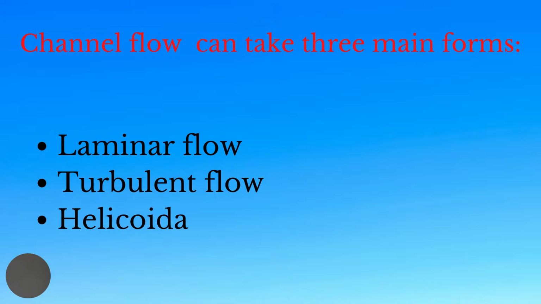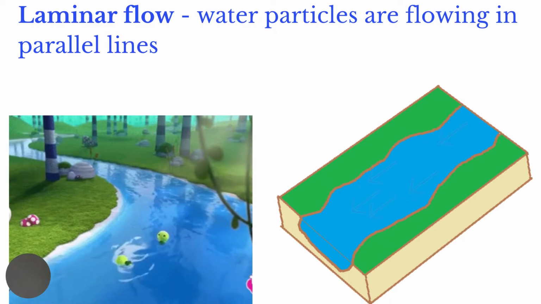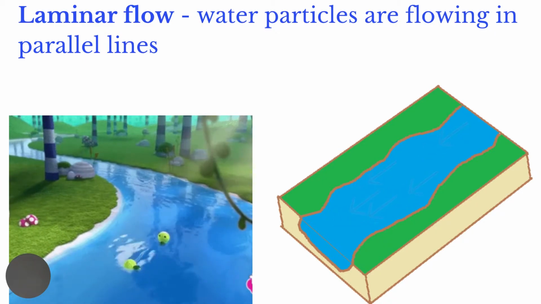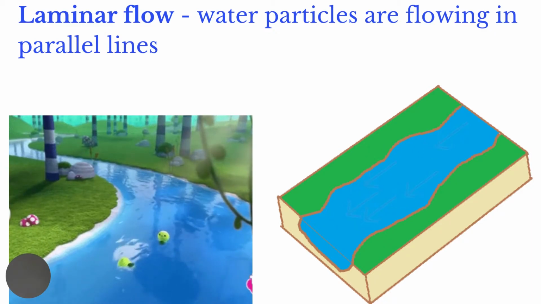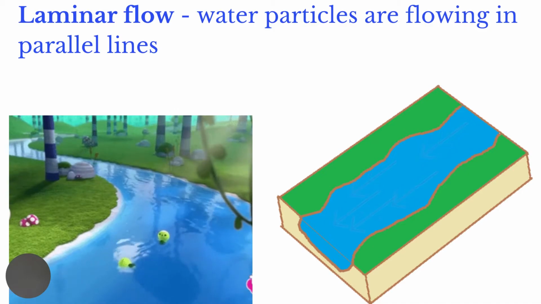Now, channel flow can take three main forms. We have laminar flow, turbulent flow, and helicoidal flow. Laminar flow is a movement of water in a series of sheets. It is where the sediments are flowing in parallel lines. This is not a common flow in rivers, however, and it is not helpful in disturbing the sediments on the riverbed.